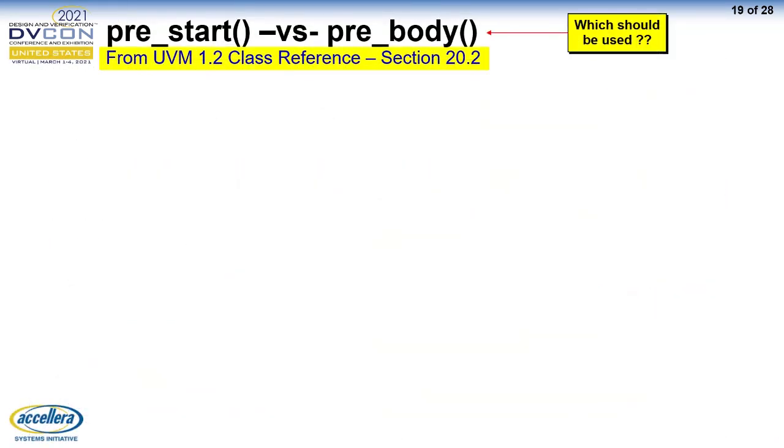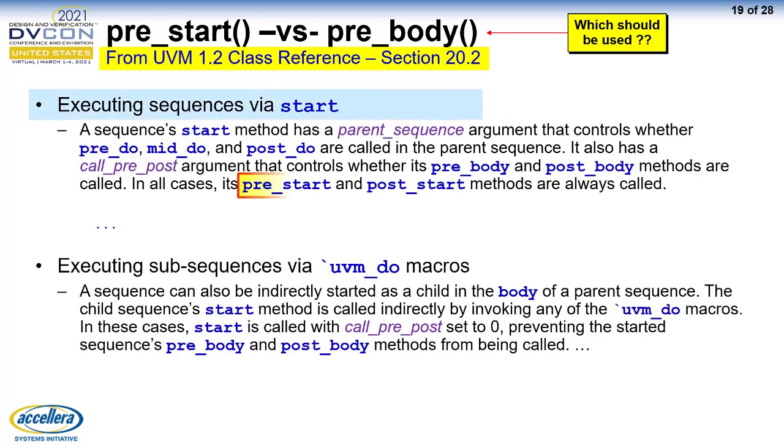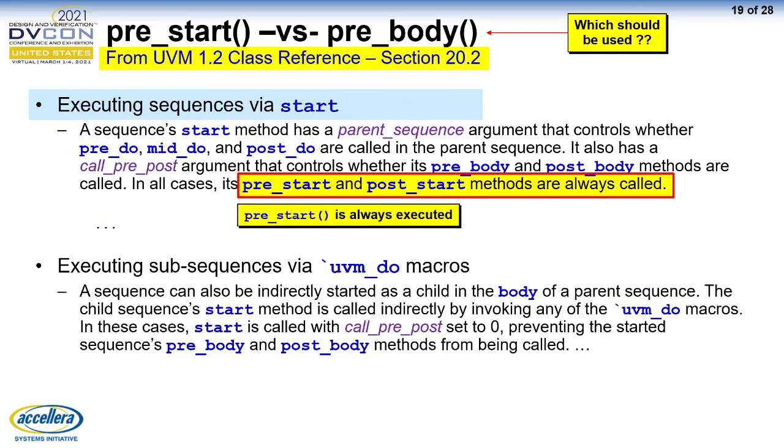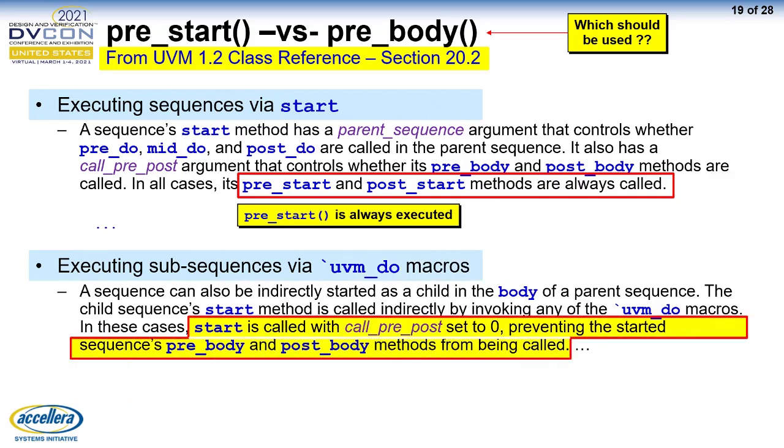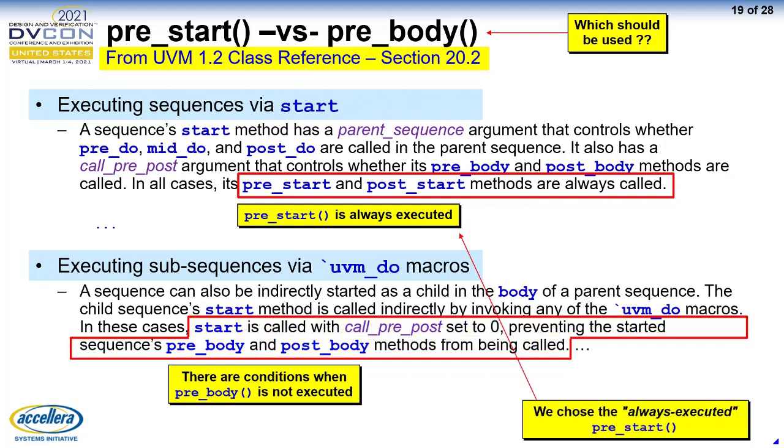Each sequence defines a main body task, and each sequence can have a pre-start and a pre-body task that can execute prior to the execution of the body task. So which should be used, the pre-start or the pre-body task? Upon reading the UVM class reference, we notice that the pre-start task is always executed, but the class reference mentioned that there are conditions when the pre-body task is not executed. So we chose to use the always executed pre-start task in the reactive sequence base class definition.